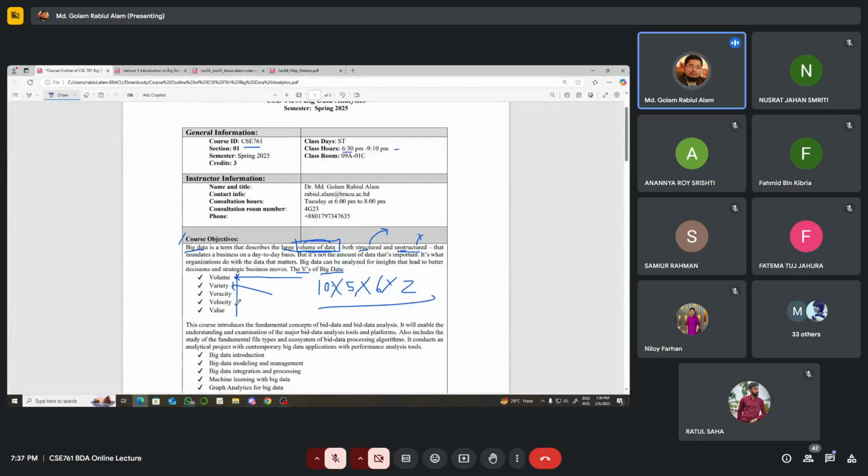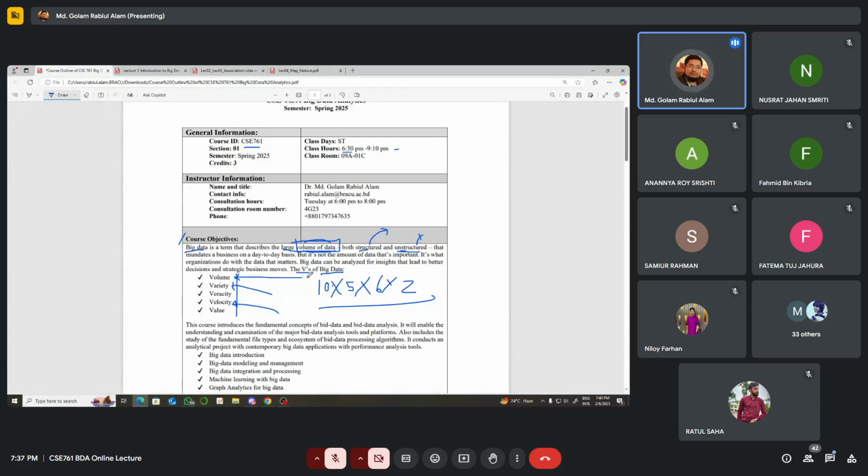Then next, the velocity, the data velocity. Velocity means the incoming data. Maybe at a time the amount of data is low, but the speed of incoming data is high, like 12 petabytes per hour. That means a huge amount of data with respect to the velocity.